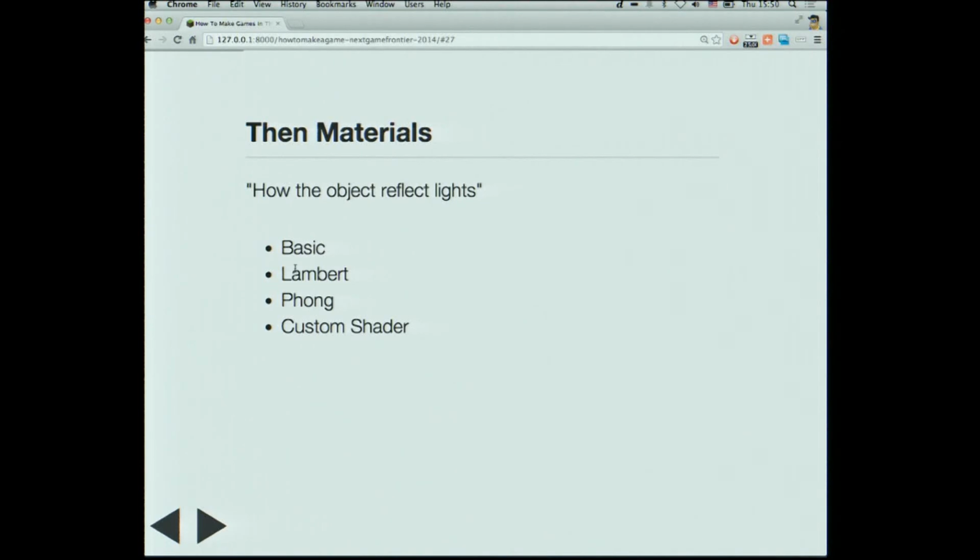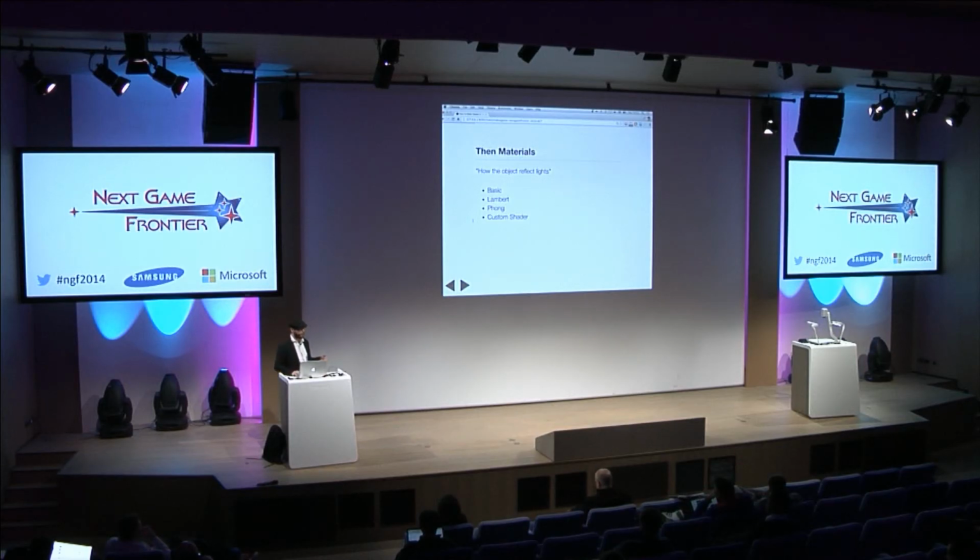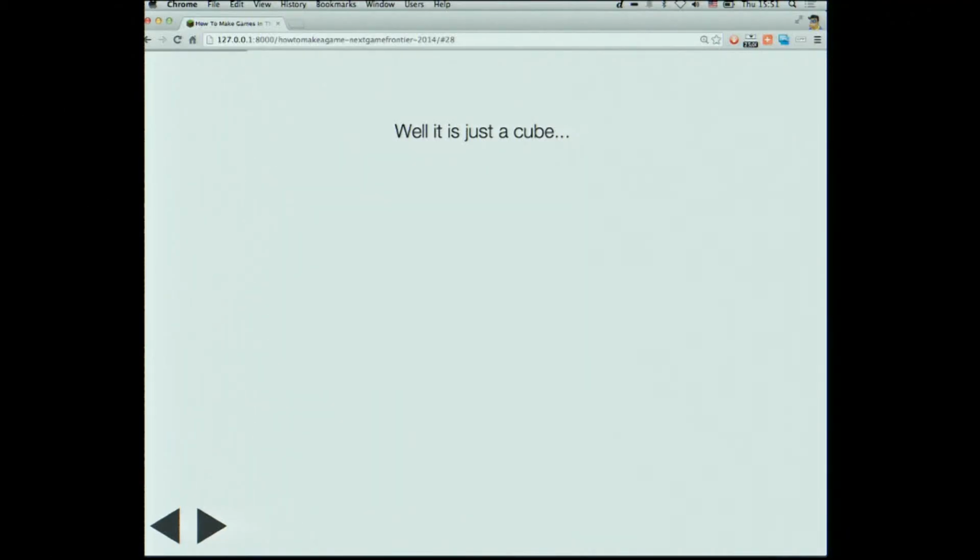So currently, the materials supported are the basic material, which is very basic. Basically, it doesn't react to the light. It just outputs what we call the diffuse color. Lambert, which is one way to make it shine, Phong, another one. Or if you want to play funky, your own stuff, you can put your own custom shader. But it requires quite a bit of knowledge already. So all that is quite nice, but that's just a cube.